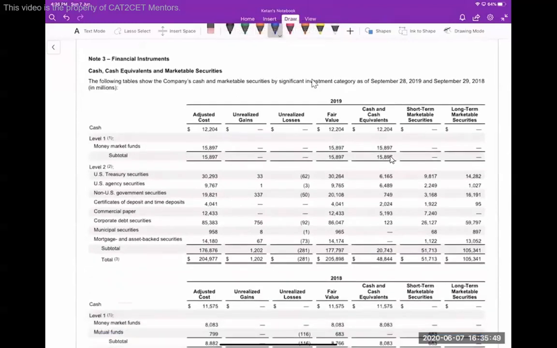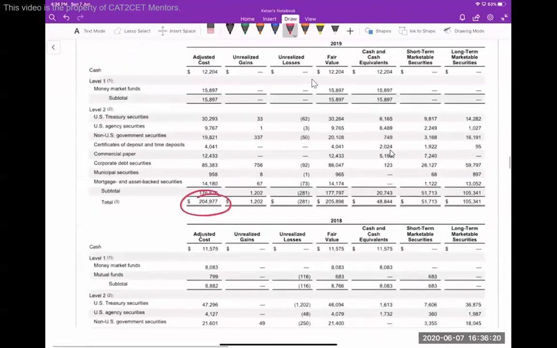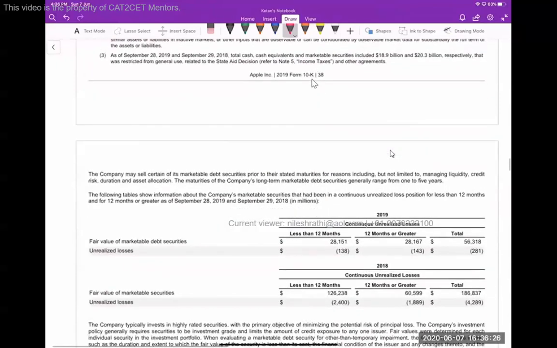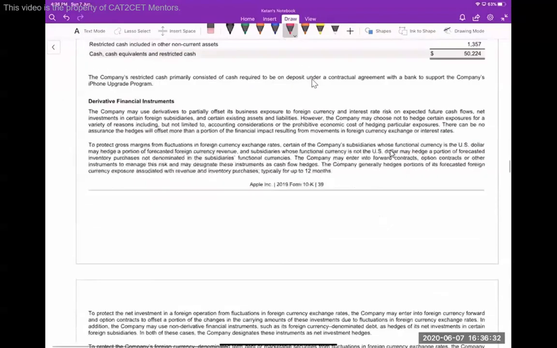Now look at this note 3. If you look at your balance sheet, you will see this item: cash equivalents and marketable securities. Let's just say for 2019, take any number. You have seen this number on the balance sheet, but how did Apple calculate this number? Here is the calculation. So you're getting the point. The balance sheet will show you only the number, but the annual report, all these notes, will give you the calculation of that number. So this is what you have to understand. Again, derivative information is given here.